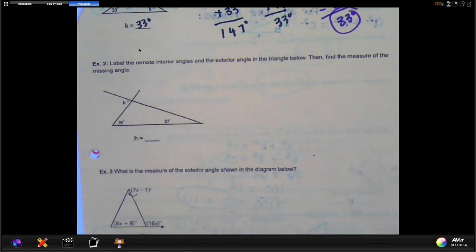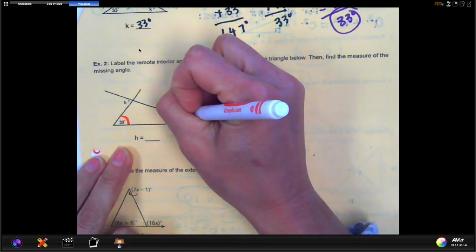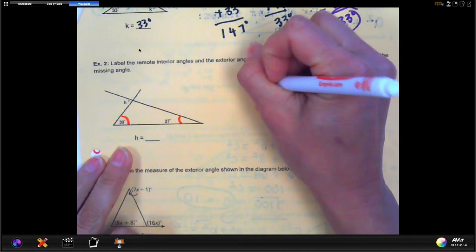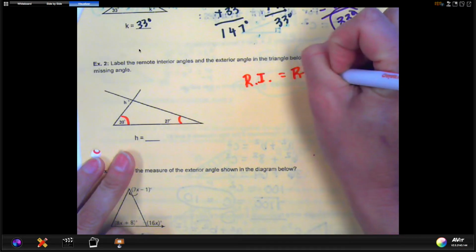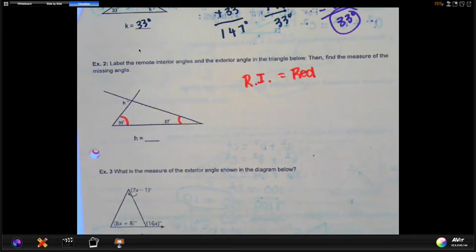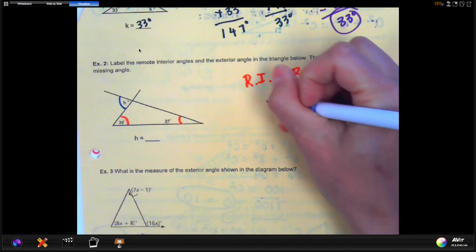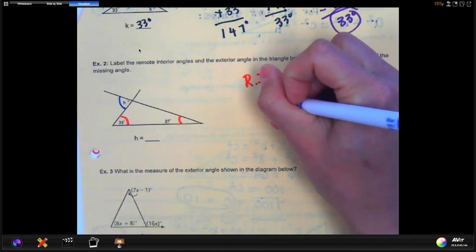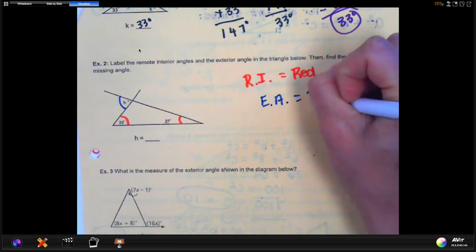Okay, so our remote interior angles are our 39 degrees, so this is our remote interior, and our 27. We'll just color code that. Our remote interior angles are red. And then in this case, our exterior angle, the one that's not touching and on the outside, is the H. So the H I'm going to do in blue. So our exterior angle is our blue.